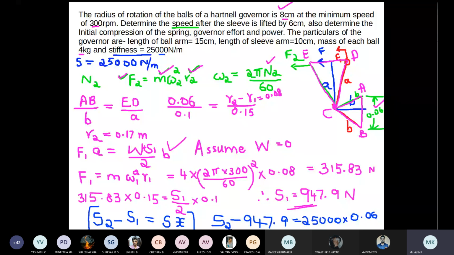So why am I doing all this calculation? Because somehow you need to calculate the F2 value. To calculate F2, first I will calculate S2. After calculating S2, one more time you have to take moment like this. So here the F2 and S2 terms will come. And again using this relationship, when you substitute S2, you will get the value of F2. So for that reason, I'm doing all this calculation. So we'll go to the next slide.